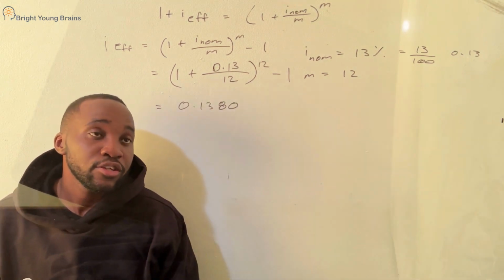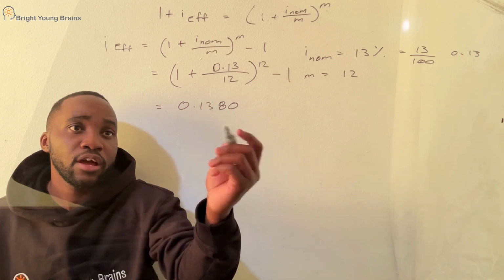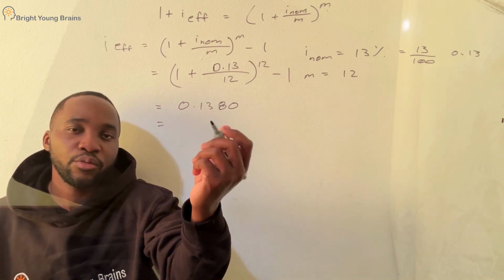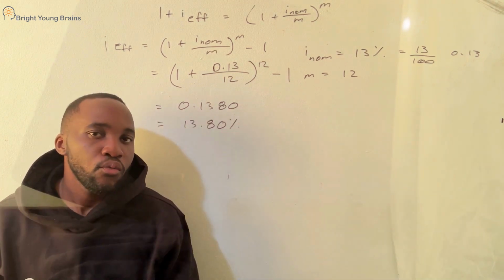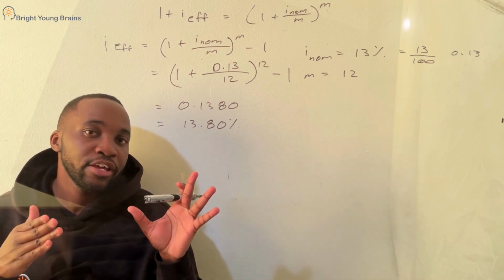I usually firstly write it to 4 decimal places and then afterwards just multiply by 100 so we have a percentage. There we go. Moving on to the next question.